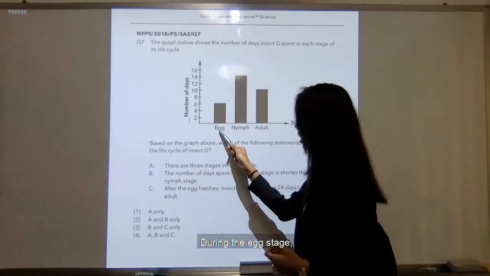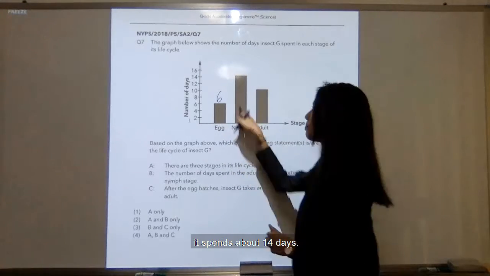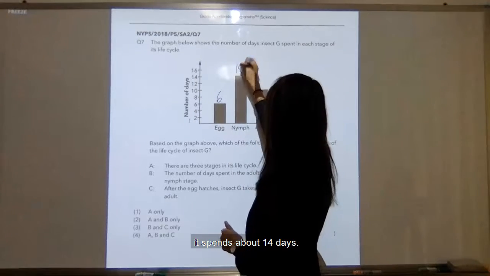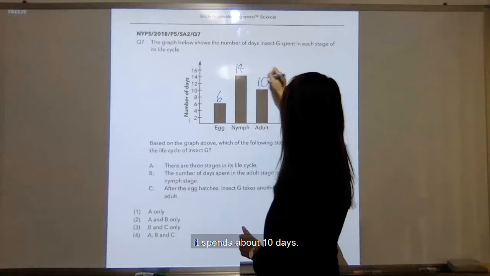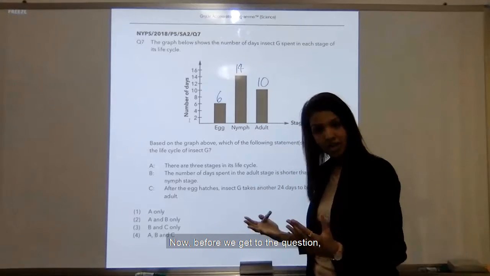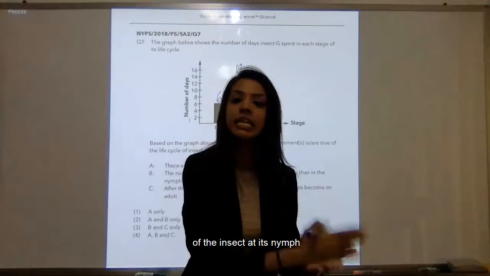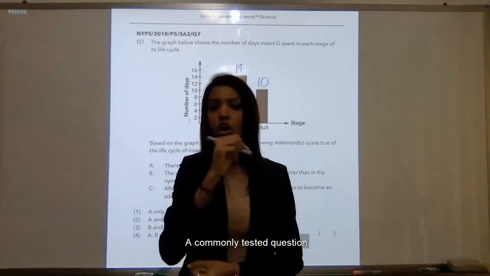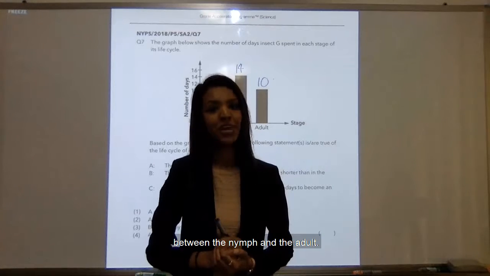Now, let us find out how many days this insect spent in each stage. During the egg stage, it spent about 6 days. During the nymph stage, it spent about 14 days. And during the adult stage, it spent about 10 days. Now, before we get to the question, let us go through some characteristics of the insect at its nymph and adult stage. A commonly tested question would be the differences between the nymph and the adult.